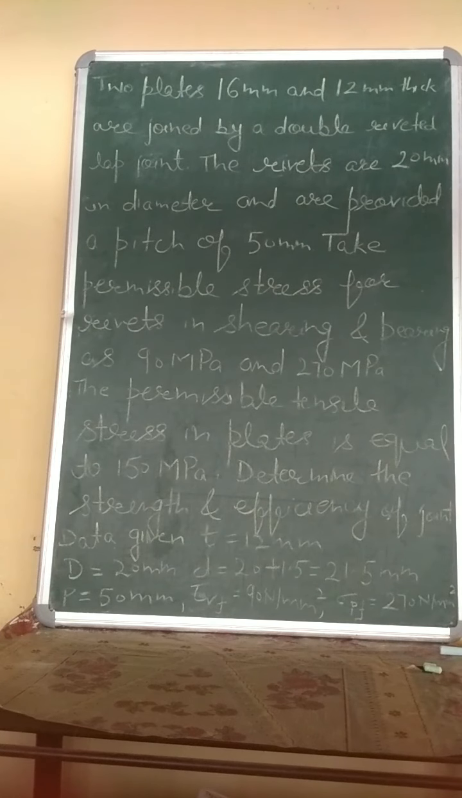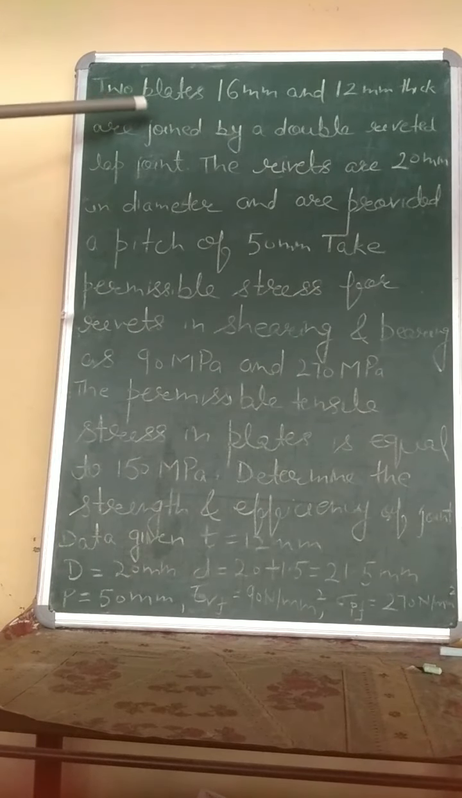Next problem: two plates 16 mm and 12 mm thick are joined by a double riveted lap joint. The rivets are 20 mm in diameter and are provided at a pitch of 50 mm. Take permissible stress for rivets in shearing and bearing as 90 MPa and 270 MPa. The permissible tensile stress in plates is equal to 150 MPa. Determine the strength and efficiency of the joint.